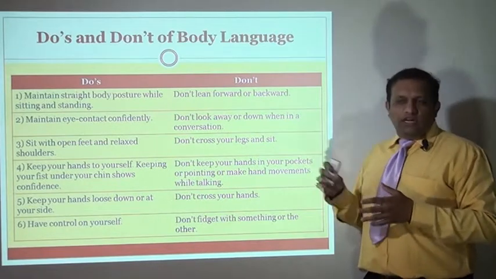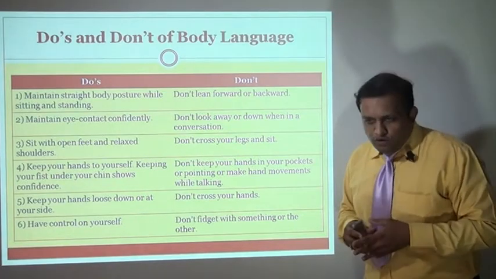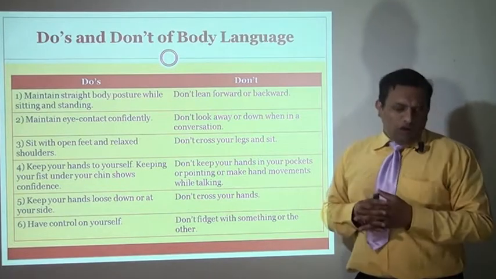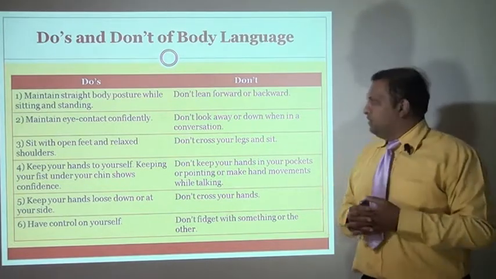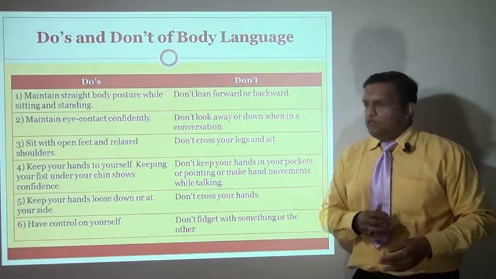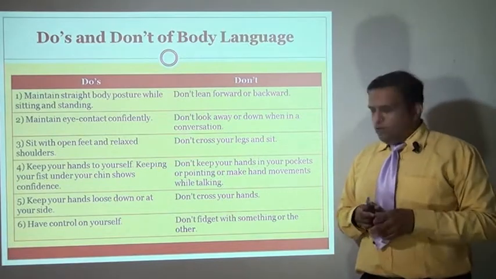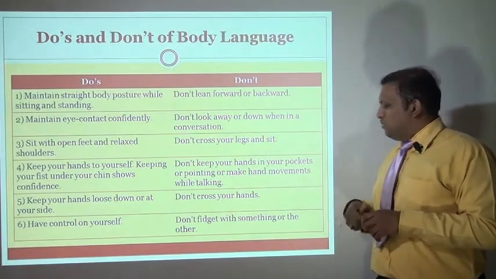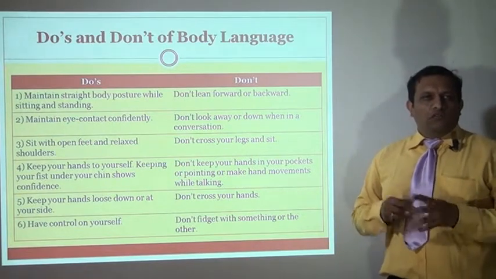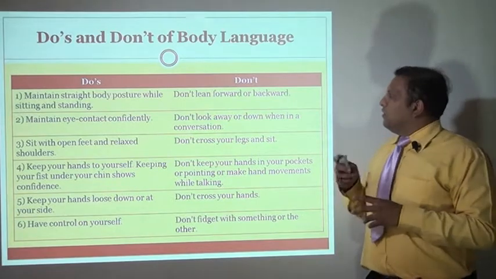To look at the other side, what are the don'ts? The don'ts include leaning forward too much or backward too much, looking away or down or left or right when having a conversation, crossing your arms or your legs, keeping your arms in pockets, playing with objects or fidgeting with something other than the conversation. These are signs of things to avoid during the study of body language.